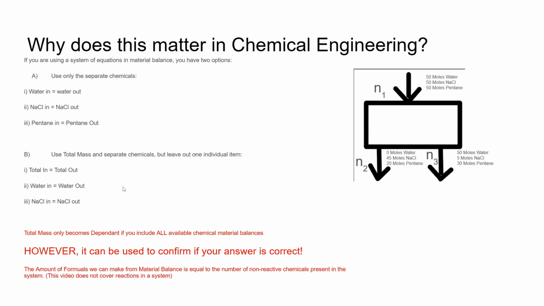Total mass only becomes dependent if you include all available chemical material balances. However, if you decide to use all 4 equations in this example, you can only use it to confirm if your answer is correct. The amount of formulas we can make from material balances is equal to the number of non-reactive chemicals present in the system. This video does not cover reactions.